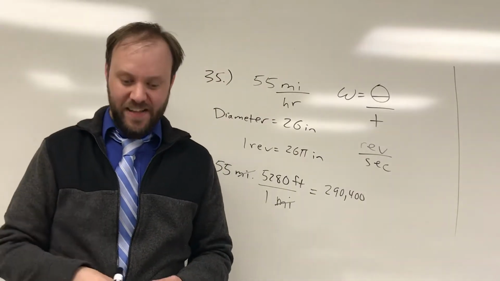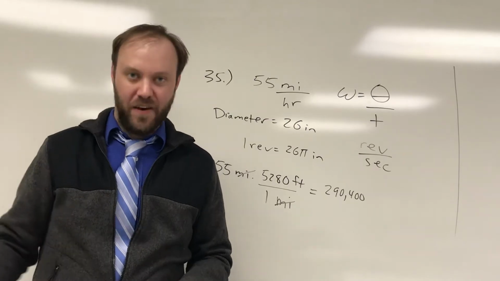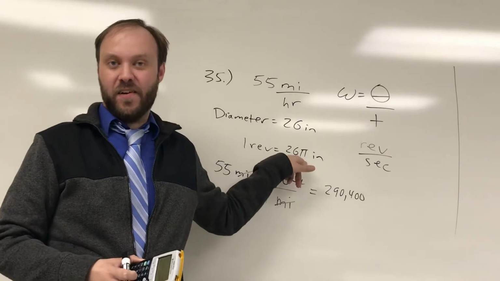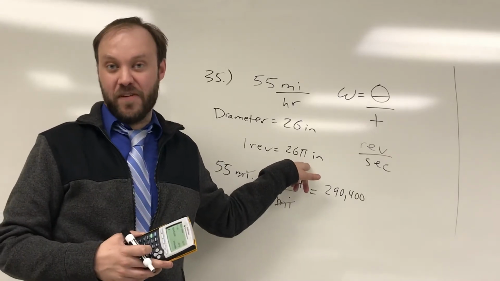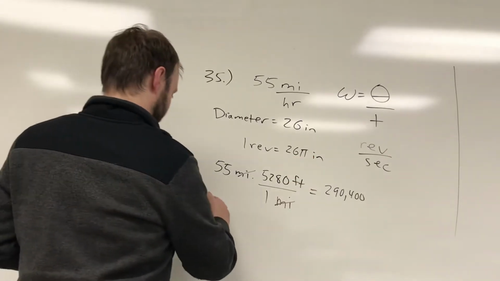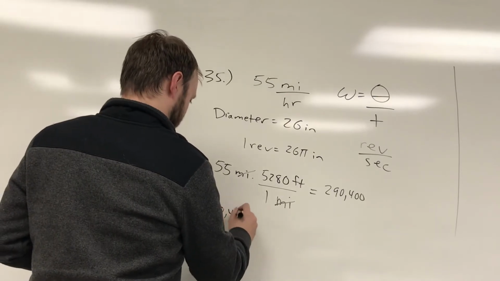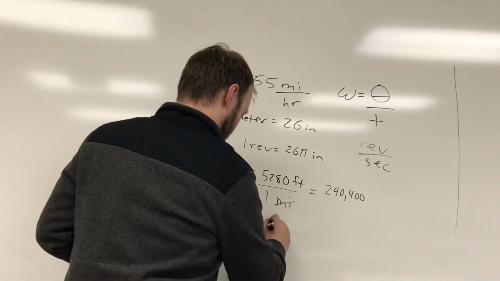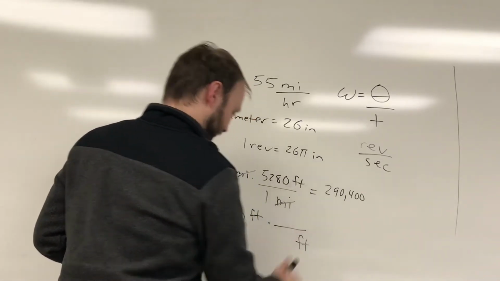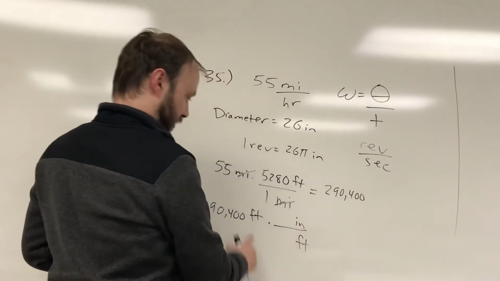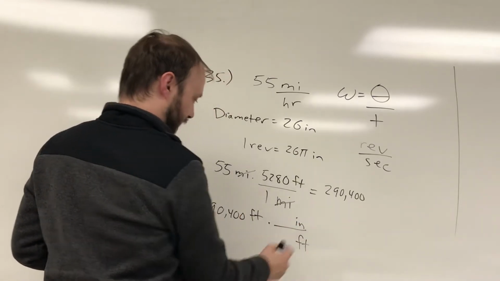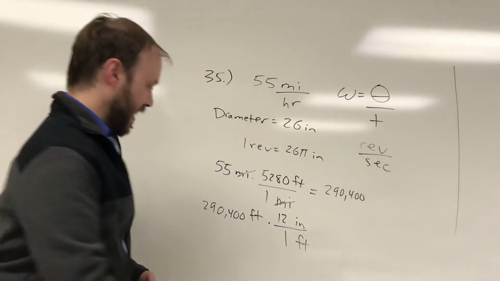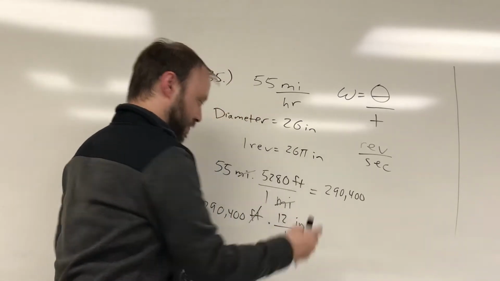That's how many feet this tire would travel. But I want to know the number of inches it travels, because that's the unit I have from the measurement for my tire. So we're going to take that 290,400 feet and convert that to inches. I need to multiply this by something that would cancel feet and leave me with inches. So if I've got feet in the numerator, I need feet in the denominator of my fraction. 1 foot is 12 inches, so feet will cancel. I'll be left with just inches.